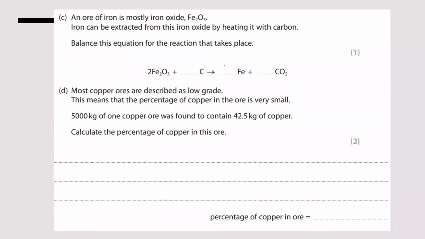Sometimes this is a bit of trial and error as well. We've got 2 irons, so we'll start with that. 2 times 2 here, so it must be 4 iron to equal. Right, how many oxygens have we got? 2 times 3, so 6 oxygens here. To equal this, we need to do 3 carbon dioxide. 3 times 2 is 6. That gives us the carbon then, doesn't it? 3. So actually, that's not as bad as it first looked, is it, that one?